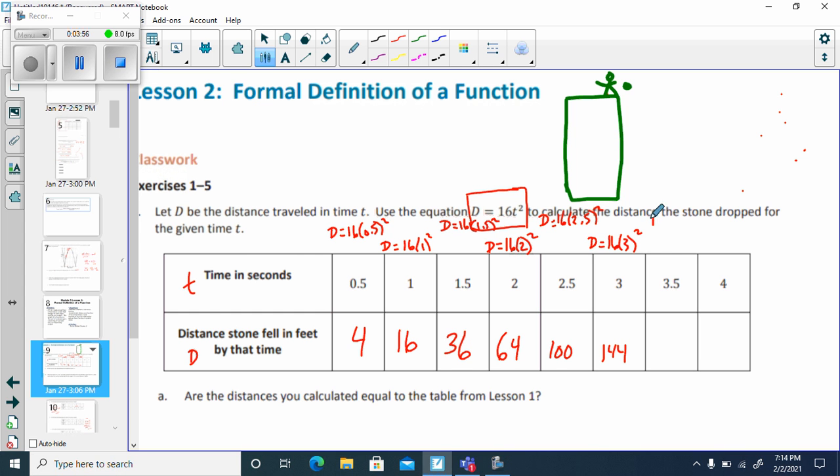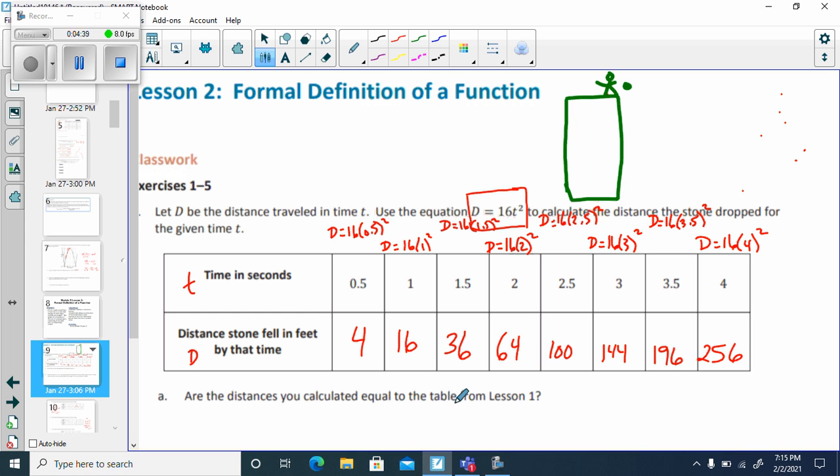How about 3.5 seconds? Distance is equal to 16 times 3.5 squared. If you put it in your calculator, 3.5 squared, then multiply that by 16, you've got 196. After 3.5 seconds, it's dropped a total of 196 feet. And then after 4 seconds, distance will be equal to 16 times 4 squared. 4 squared is 16, so you're talking about 16 times 16 there, and you get 256. So after 4 seconds, the ball has dropped 256 feet.